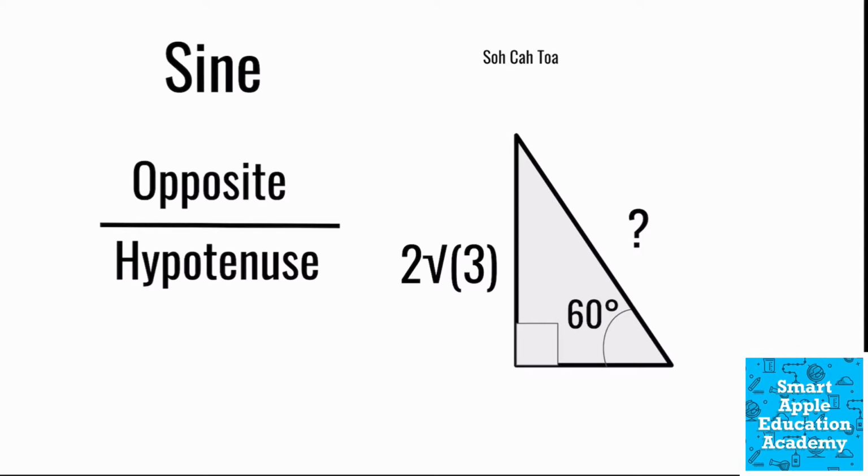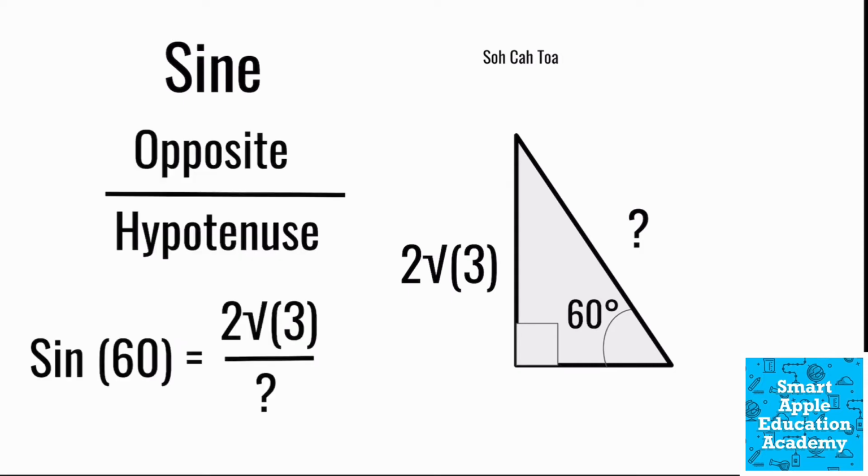How are we going to do that? We know that the ratio for sine is opposite over hypotenuse. So the sine of 60 is opposite, which is 2 times the square root of 3, over the hypotenuse, which is unknown. So this is what we have so far. We have the sine of 60 equals 2 times the square root of 3 over a question mark. Remember, we're trying to find the value of that question mark.